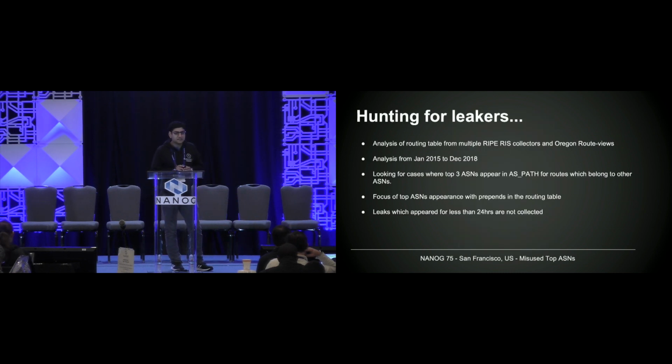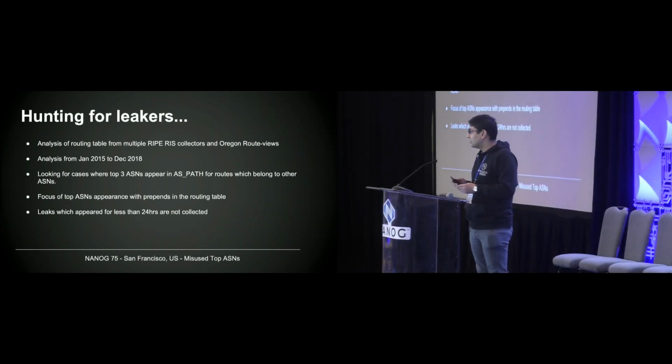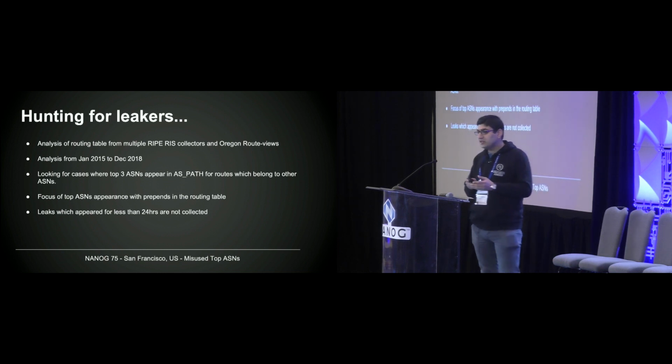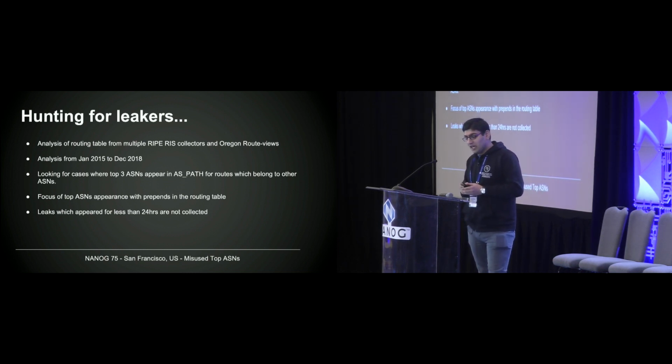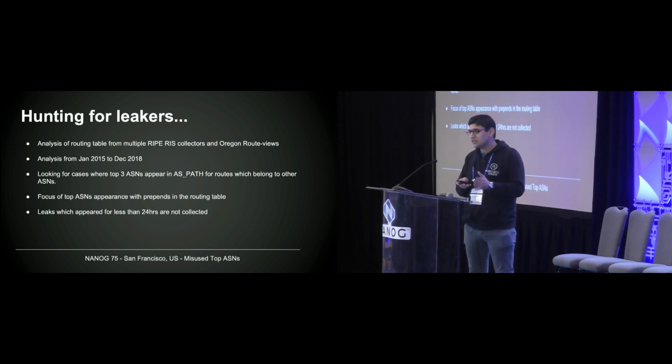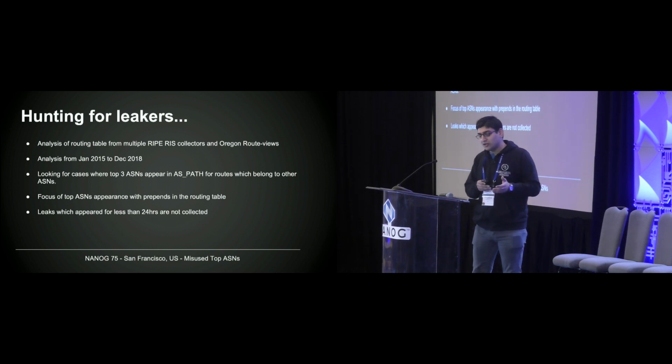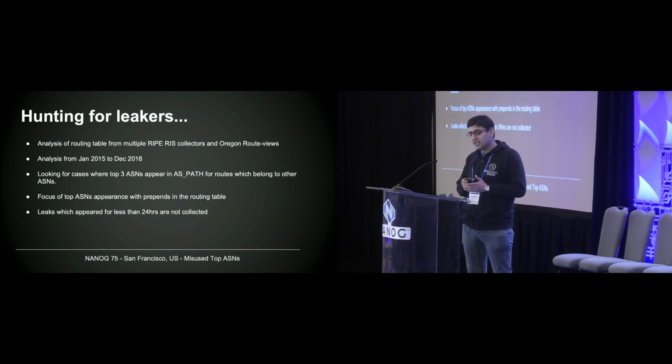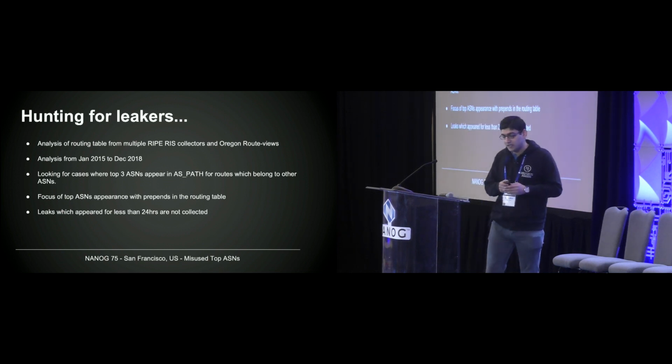So we went for this fun activity of hunting for the leakers who are causing this misuse. We looked at the routing table from RIPE RIS as well as Oregon RouteViews. You get a reasonable picture from these dumps. This analysis was done from 2015 to 2018. I did another talk in the past where we did analysis up to 2015, so this was a kind of version 2 of the talk, just to see if something has changed. We look for the top 3 ASNs appearing in the AS path, and we have a specific algorithm to call it a leak or a non-leak. I'll come to that in the next slide.